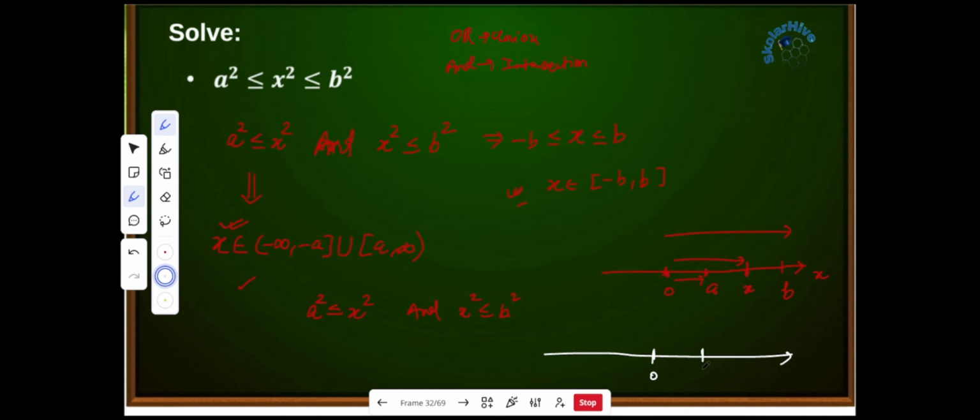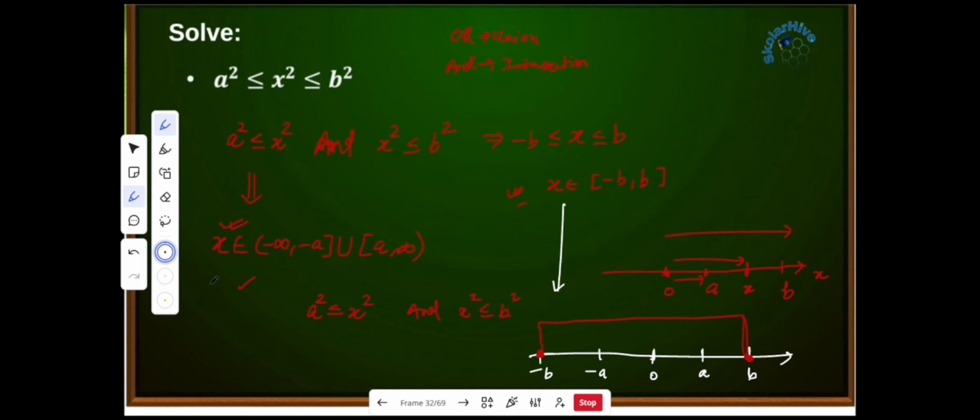So if a is here, then b will be to the right of it. So on the right, if this is a, then at the same distance on the left it will be minus a. And if on the right this is b, then from origin at the same distance on the left this will be minus b. Now from this one, we are getting the region from minus b to b.